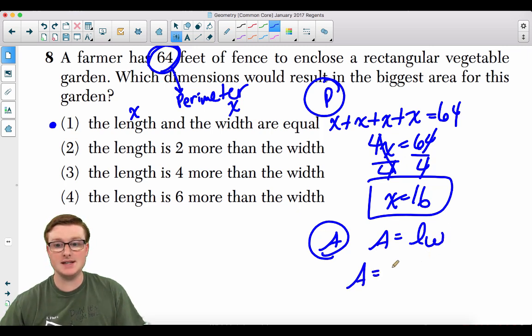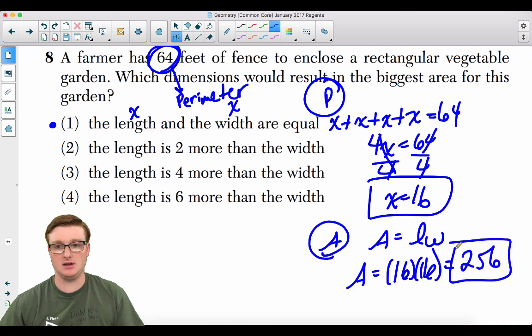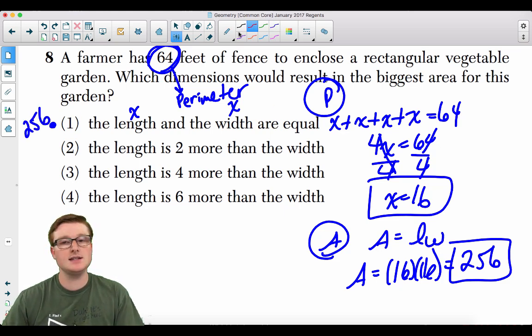So the area of this is 16 times 16, which is equal to 256 when you plug it into the calculator. It's asking you to result in the biggest area. So the area for this is 256. Okay, let's keep going with this.